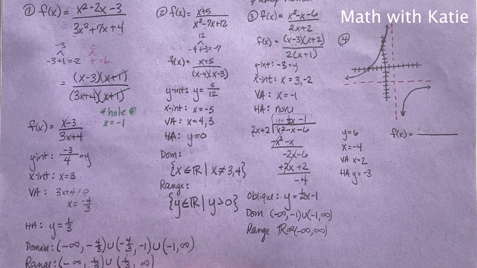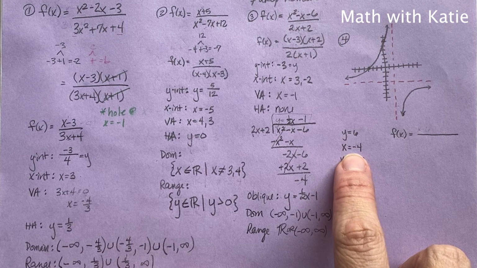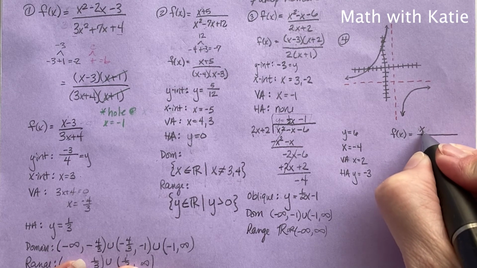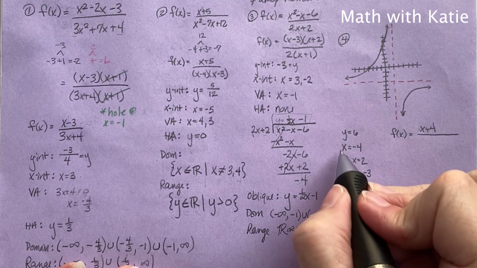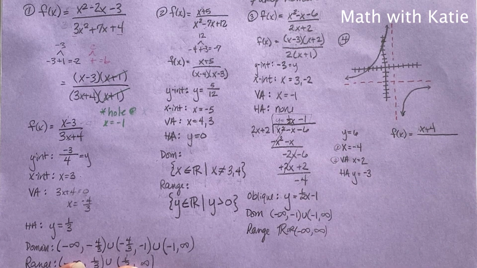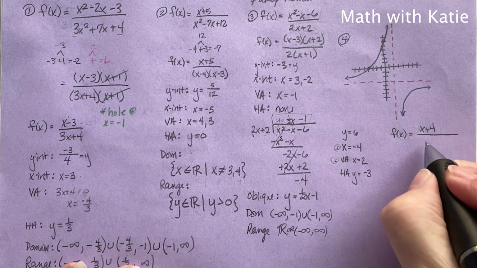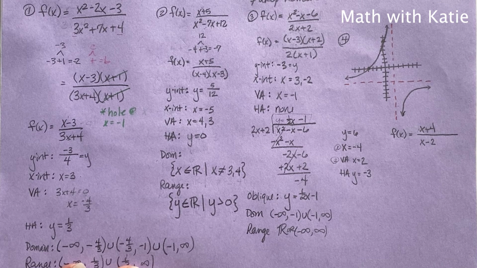Okay, so first things first, let's deal with this x-intercept, because we know the x-intercept is the 0 of the numerator. So we're going to put x plus 4 in the numerator. Okay, so that's number 1. Number 2, we're going to look at our vertical asymptote because those are the zeros of the denominator. So we know we have x minus 2 in the denominator.